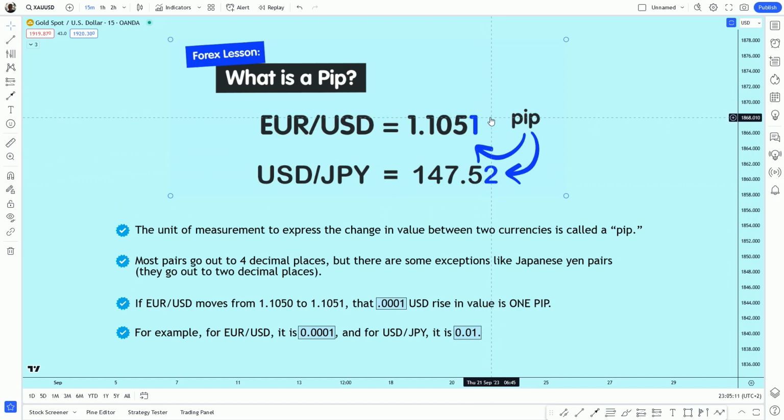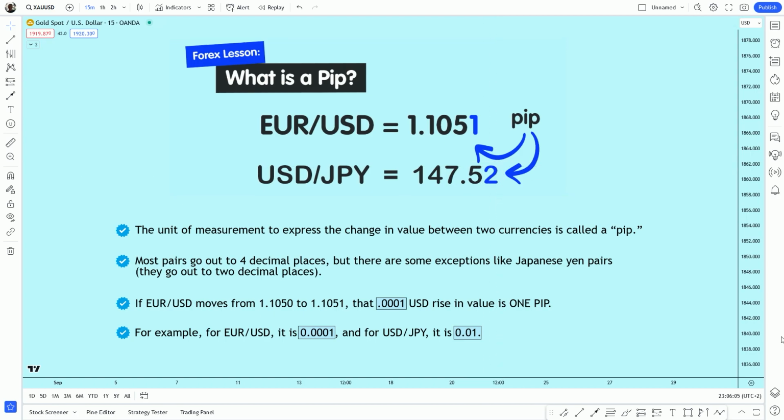Sometimes you will see a fifth number here, but that is a point, that's not a pip. A point is lower than a pip, but don't be confused by this because the fifth number is not a pip. The fourth decimal number is the pip. Also for JPY pairs, sometimes you will see three numbers here, but the third number is not a pip, it's a point. The second decimal number is a pip.